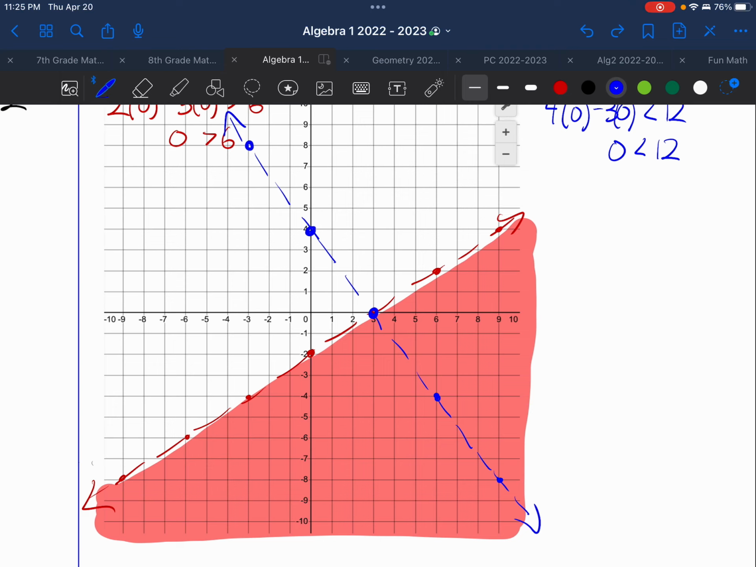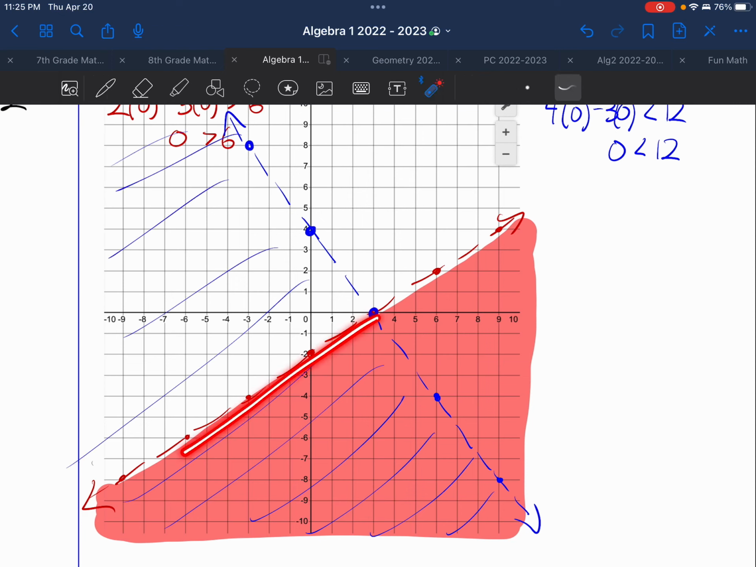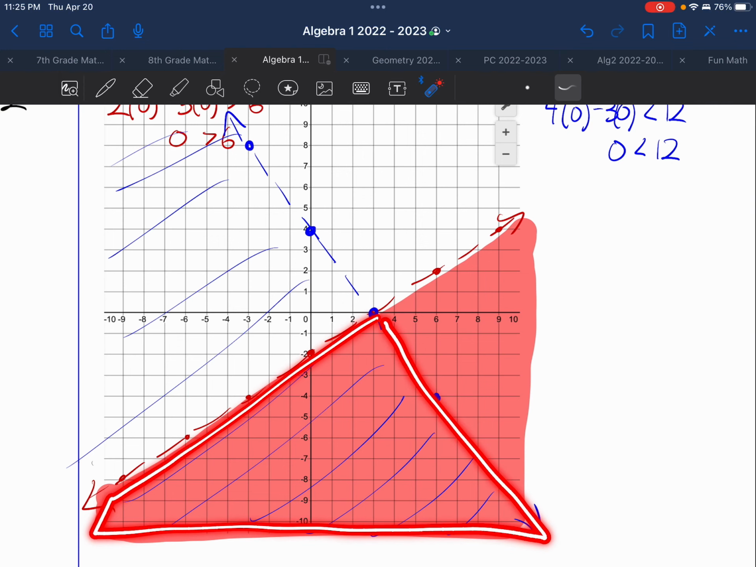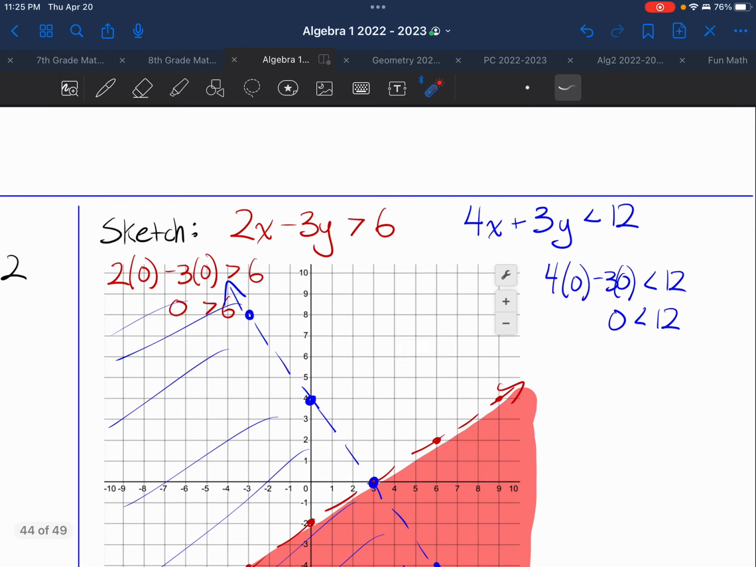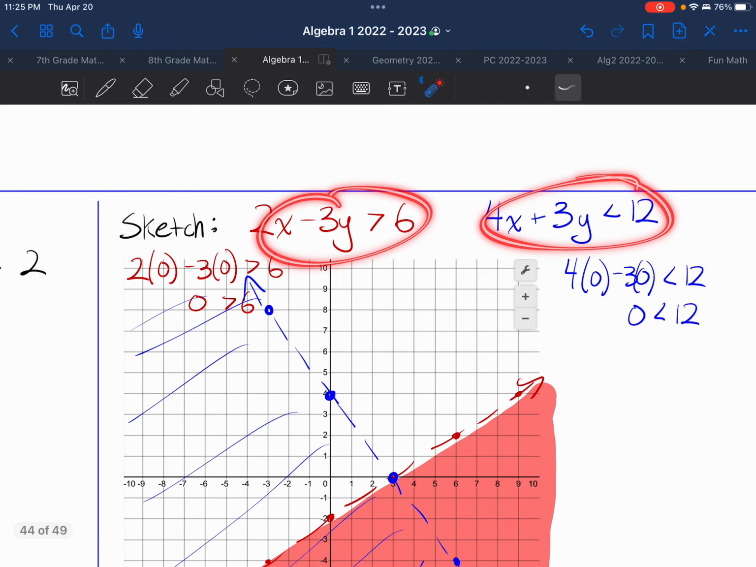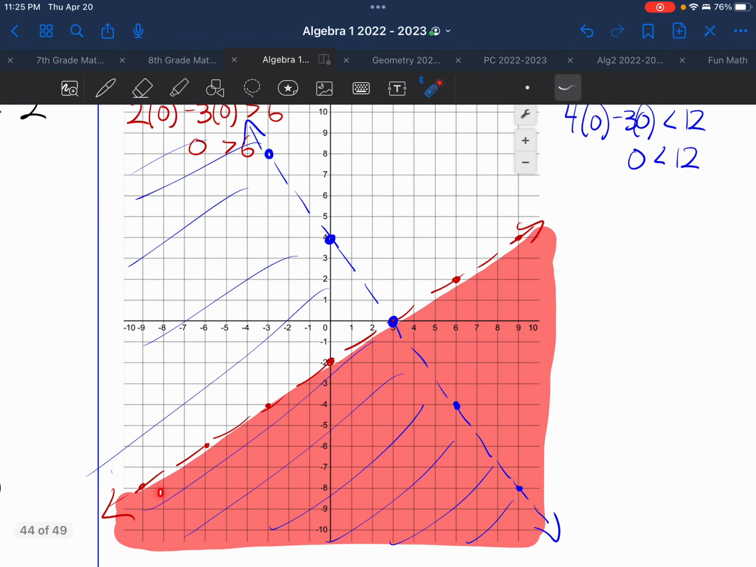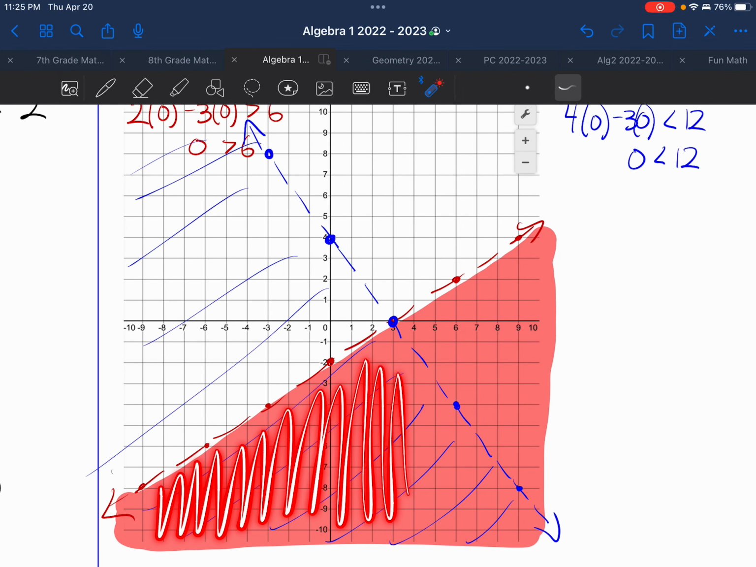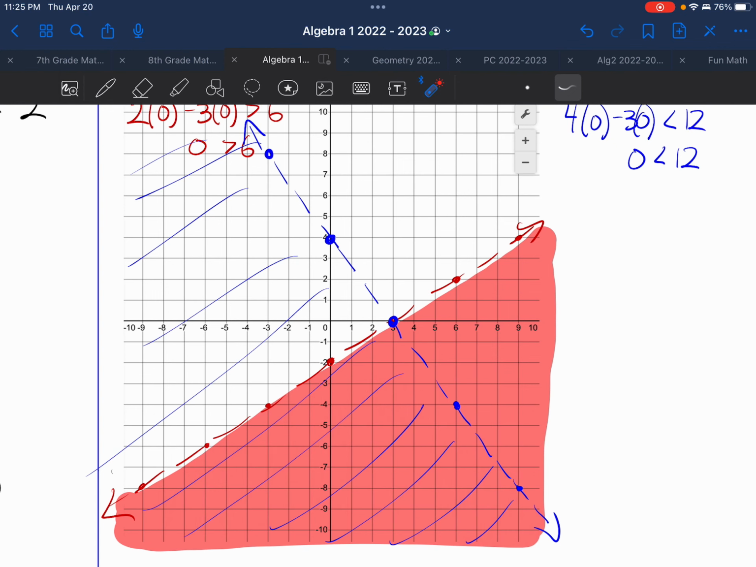I'm going to do lines. So that means everything down here is fair game, which means that our final area is this area right here. Anything in that area satisfies both this inequality and that inequality. The way that you'd show that is you'd really make sure that this area is nice and shaded in for your final solution.